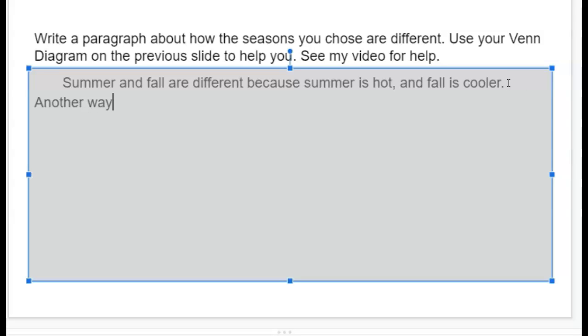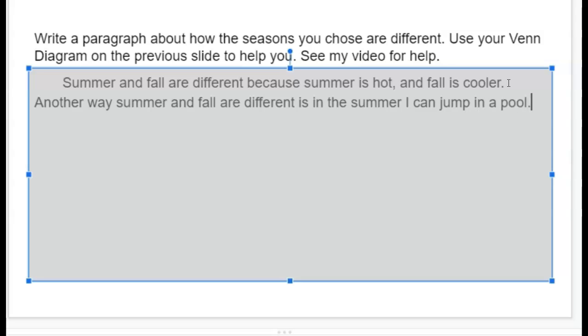Another way summer and fall are different is in the summer, I can jump in a pool. I'm going to use a comma again. I'm going to use the word but because this is going to show a difference. That, hey, I can't jump in a pool in the fall. But in the fall, it is too cold to jump in a pool.